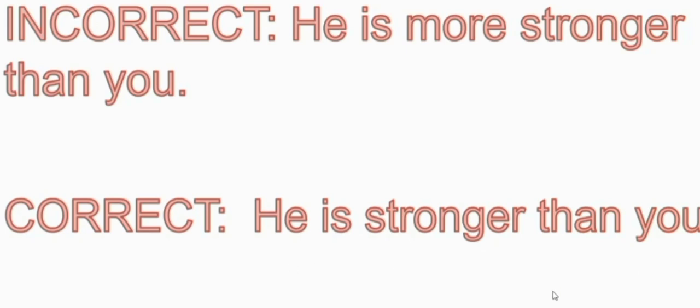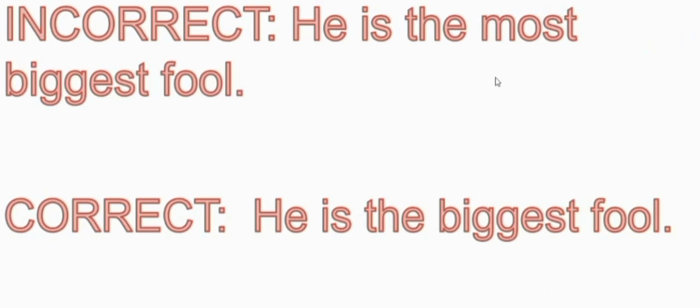"He is the most biggest fool." It's a superlative degree sentence, and it is giving the sense of a superlative with even most. So both should not be there. Only one should be there, that is biggest. "He is the biggest fool" is the correct sentence. So before the word biggest, or a word with the est form in the superlative degree, the word the should be there. So the definite article the should be before the word which gives the sense of the superlative degree.